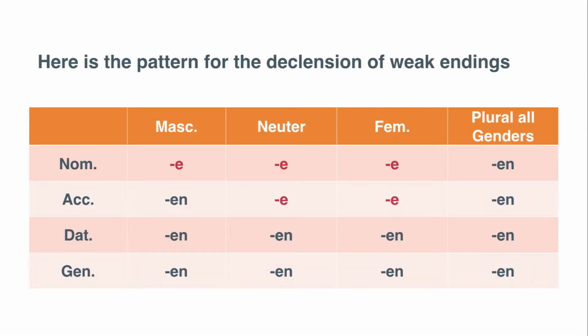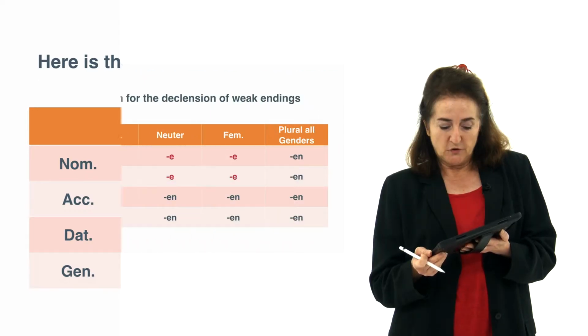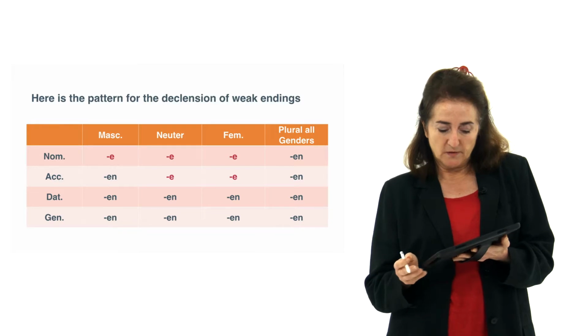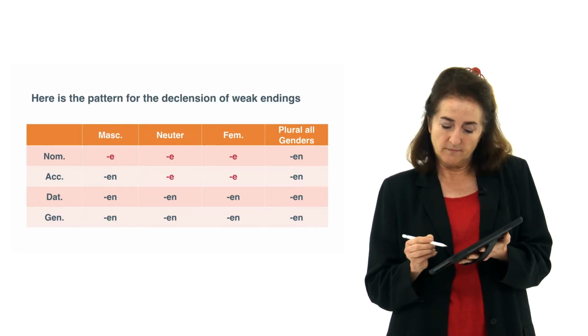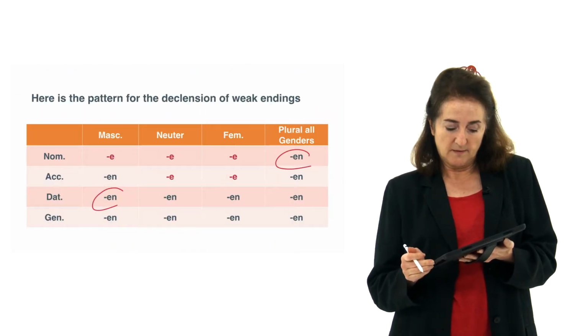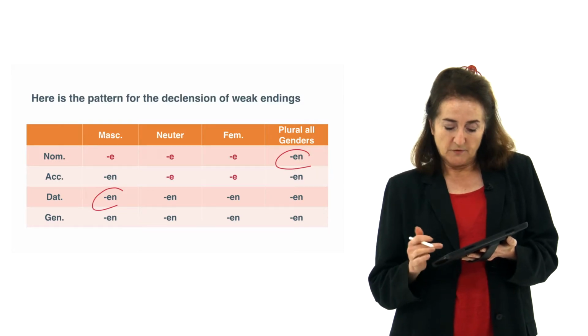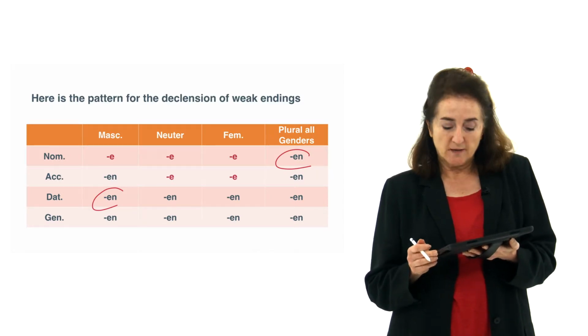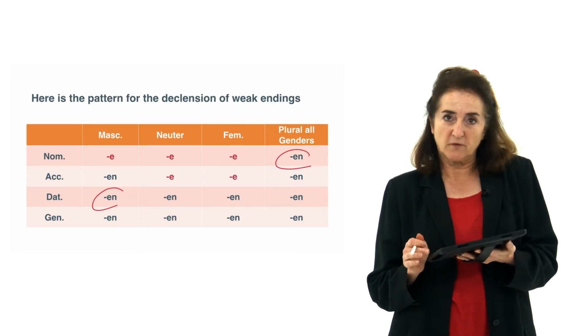Okay, yet another chart with endings. This is the pattern for declension of weak endings, which are the easier ones. And you notice it's mostly endings, except for 5 endings. So there is not really that much to memorize, but certainly one needs to know that. So just review all the charts, do the exercises, and you'll be on top of it in no time.